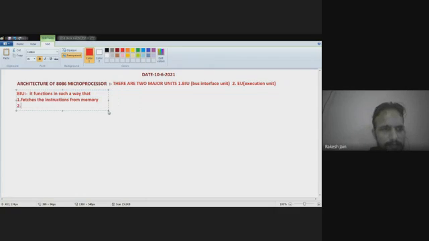The second one is that it finds the physical address of the location in the memory where the instruction is stored. So it finds the physical address of the instructions that are already stored in memory. It fetches the instructions from memory, and it also gives you the address of the instruction which has already been stored in the memory.